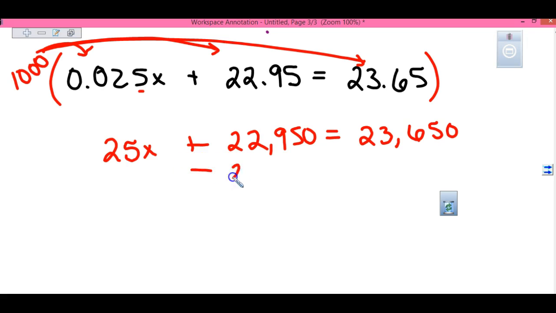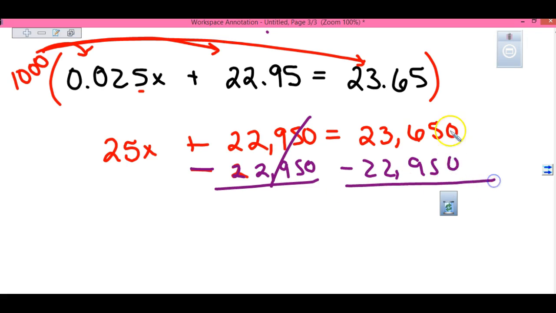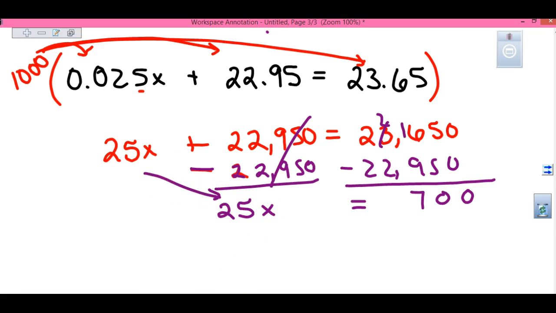So we're going to subtract 22,950 from both sides. So 700 is equal to 25x. We have to divide by 25. Divide by 25. That means x is equal to 28.